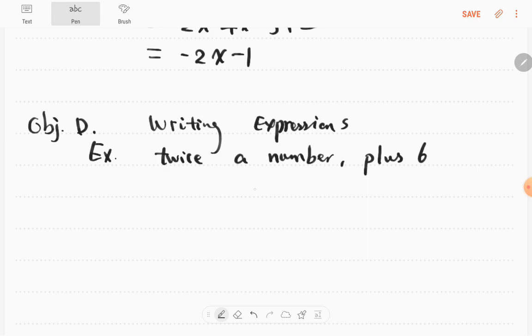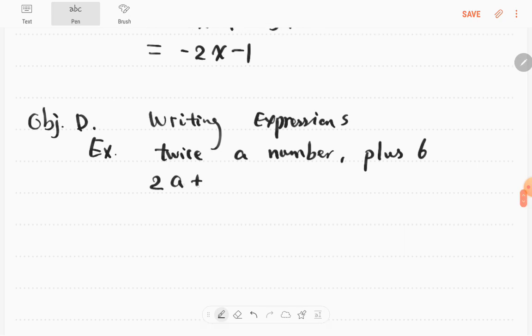Twice a number. Twice means 2 times, right? So we have 2 times a number. For a number we can use A, B, X, any letter you want. We can treat it like a variable. Twice a number is twice A, then plus 6. So just plus X.